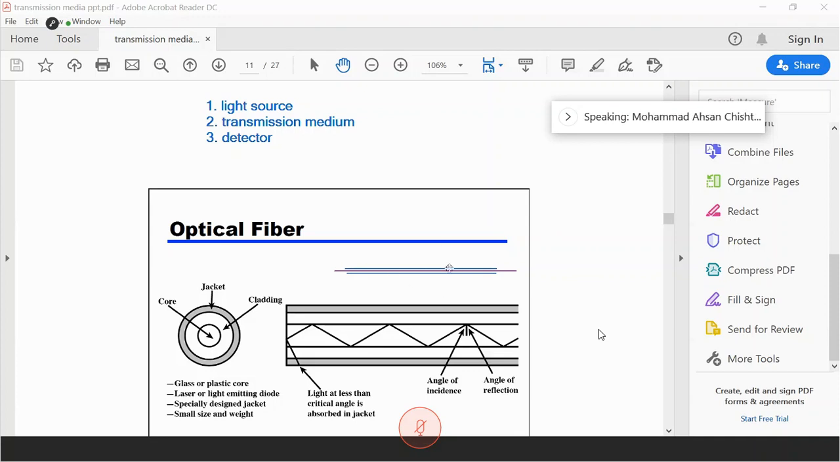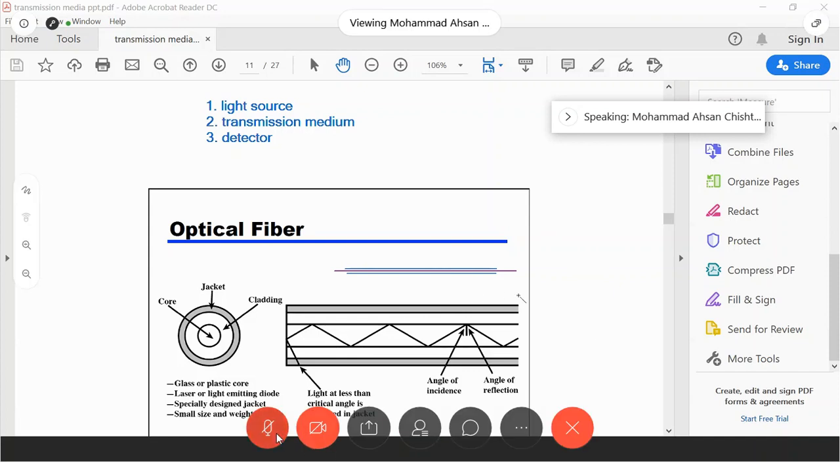Can you see the picture here, Ramanand, that I have drawn about the optical fiber? Is that visible?